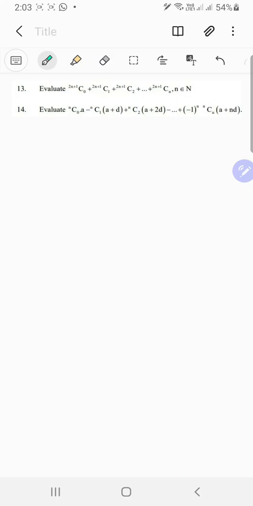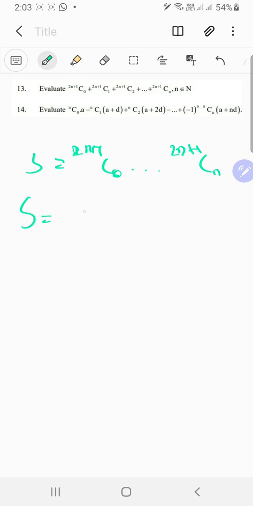Okay, so we have to evaluate 2n plus 1 c0 plus 2n plus 1 c1 plus 2n plus 1 c2 all the way till 2n plus 1 cn. So call this thing s, like s equals 2n plus 1 c0 all the way till 2n plus 1 cn. And then what can we do? Well, we can actually write s in another way.